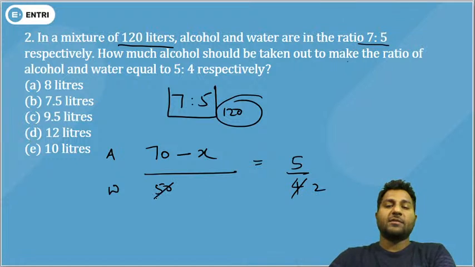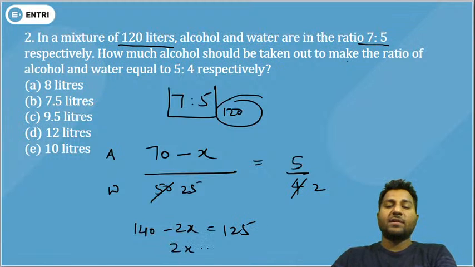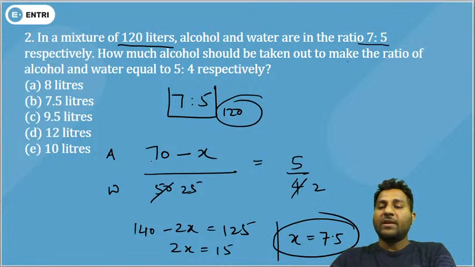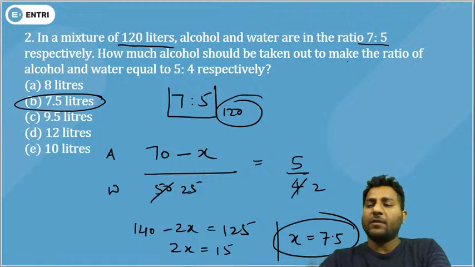Okay, so look at this. You can easily solve it. 140 minus 2x equals 125. So 2x equals 15. That means the value of x is 7.5. So 7.5 liters has been taken out. Yes, very good. You can solve this kind of question in an easy manner.